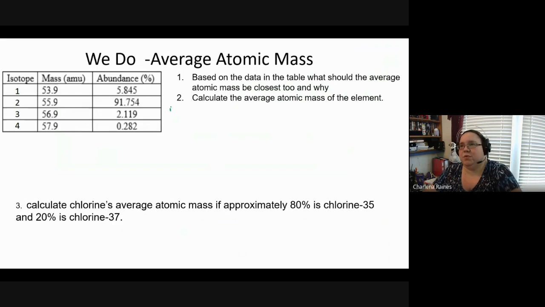So question number one is asking, based on this data table, what should the average atomic mass be closest to and why? This one's set up a little different than what we've seen, but these are my percents. This is the largest percent. So my mass is going to be closest to 56, or 55.9. Why? Well, it's the largest percent abundance.